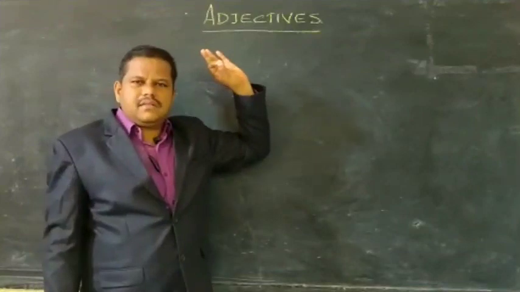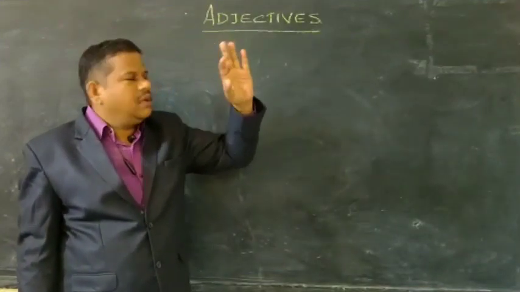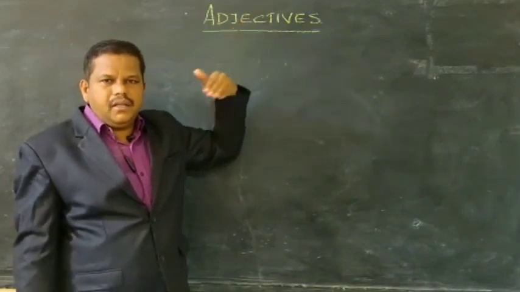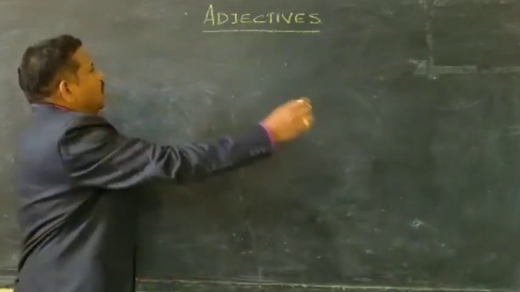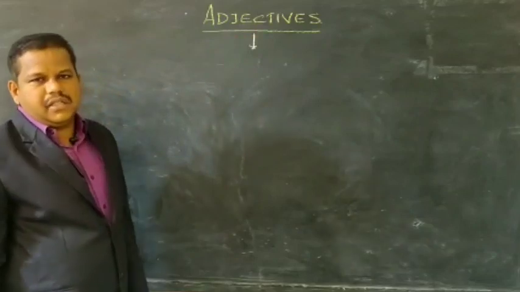In the last class, I explained nouns, pronouns, and verbs. Today, let me show you the definition of adjectives and we'll see the different types of adjectives in English. So, you know very well what the use of an adjective is.